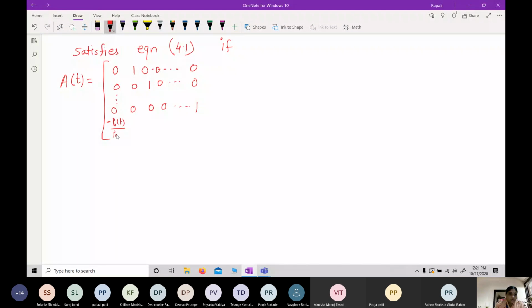p0t upon pnt, minus p1t upon pnt, minus p2t upon pnt and so on. Last is minus pn minus 1 of t upon pnt. And f of t is 0, 0, 0 and last is rt upon pnt.